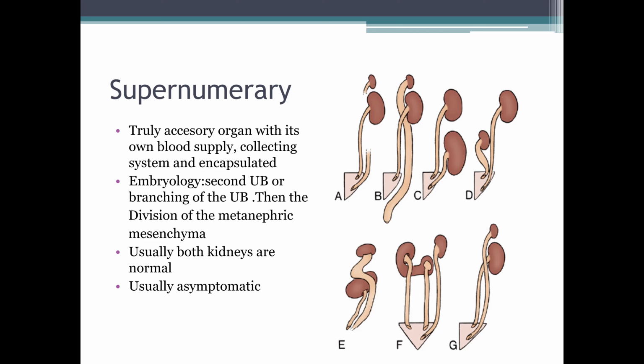And that is followed by the division of the metanephric mesenchyme. In other words, if you have one ureteric bud and one metanephric mesenchyme, then you should end up with one ureter and one kidney. And so for you to have more than one kidney on one side, that means you had two things happening at the same time. You had a second ureteric bud arising and division of the metanephric mesenchyme, so that you have two ureters and two kidneys developing on one side.